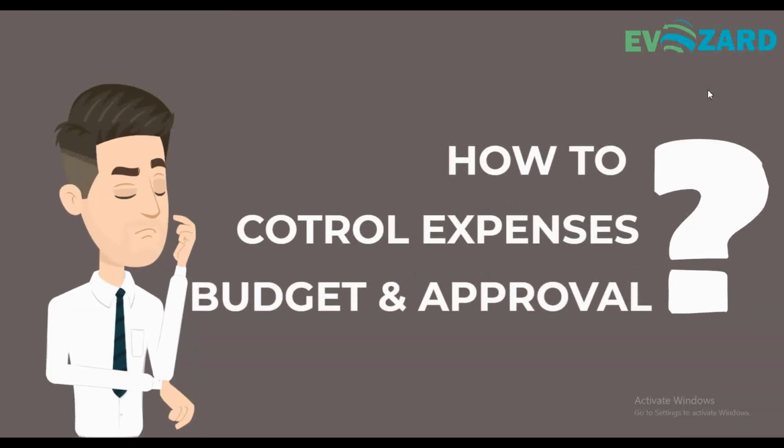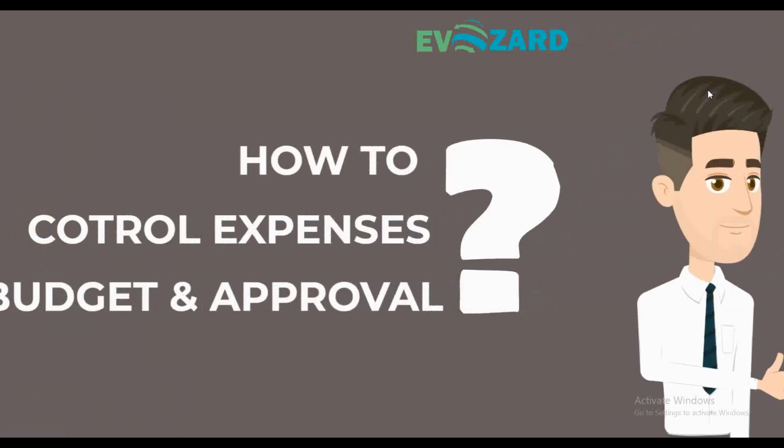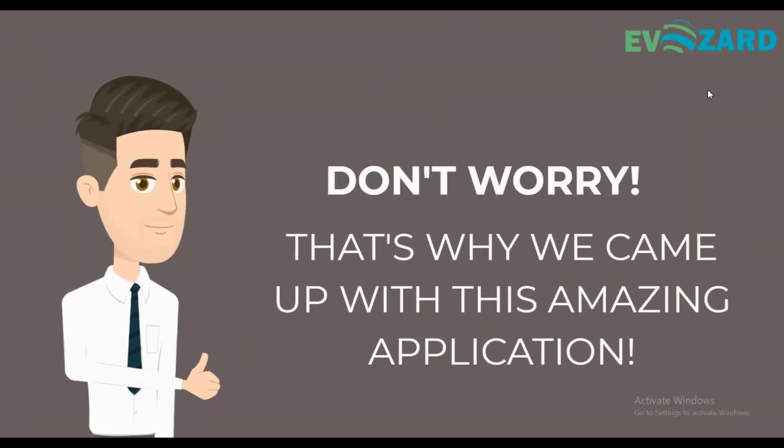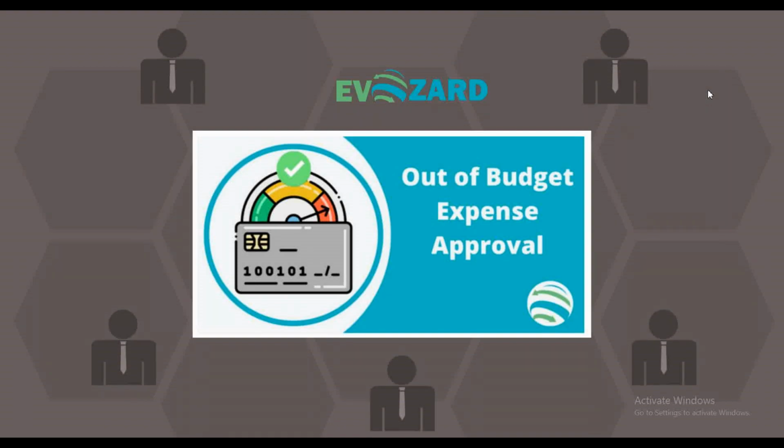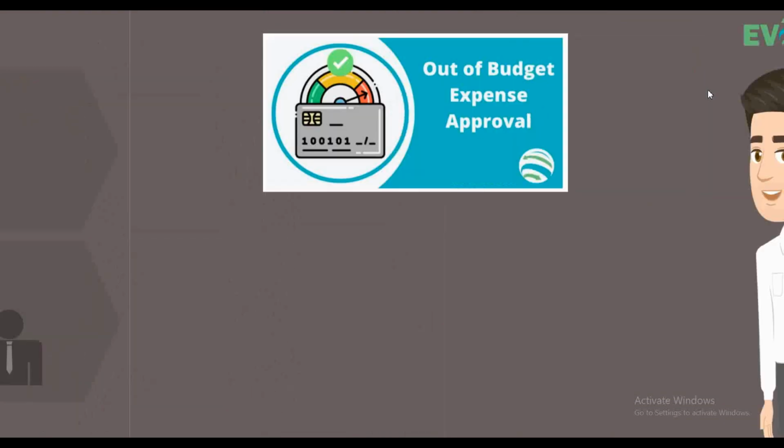Today we are going to discuss how to control expenses, budget and approval. If we have budgeted something and it is going over budget, how can we control that and approve these budgets? We have an app from Evoza which can do this for you. The app name is Out of Budget Expense Approval.